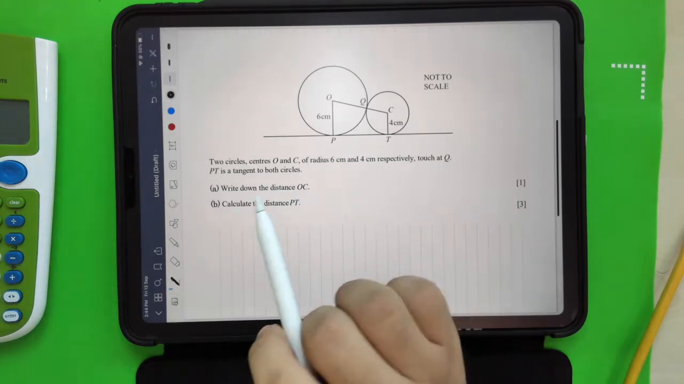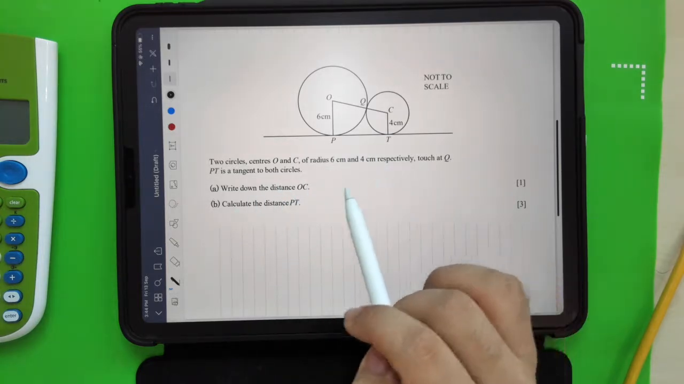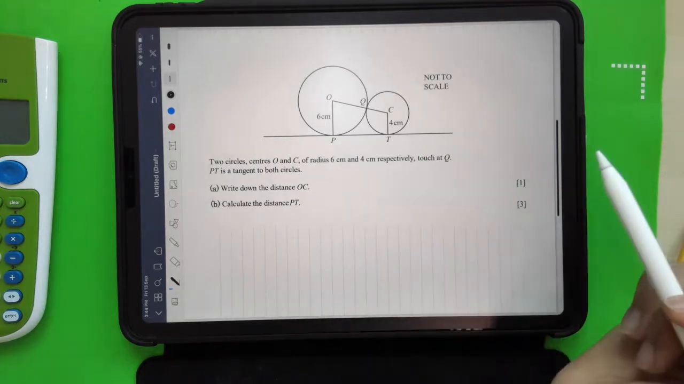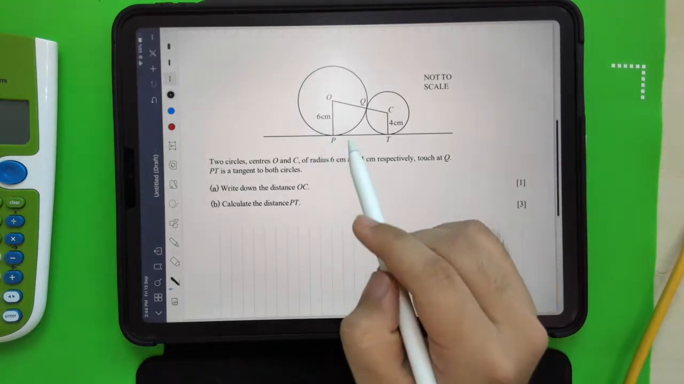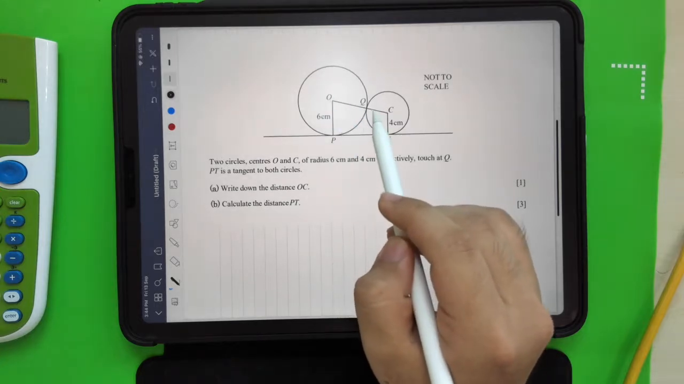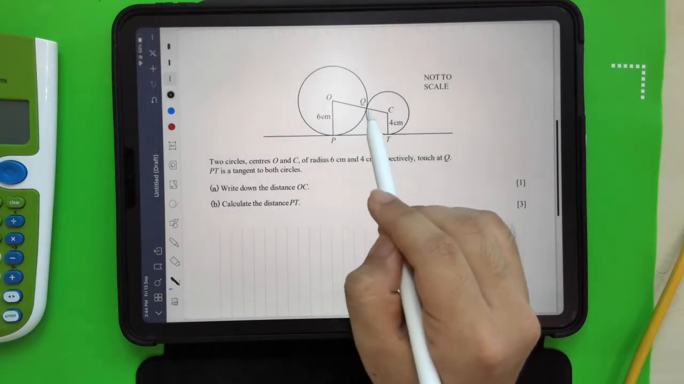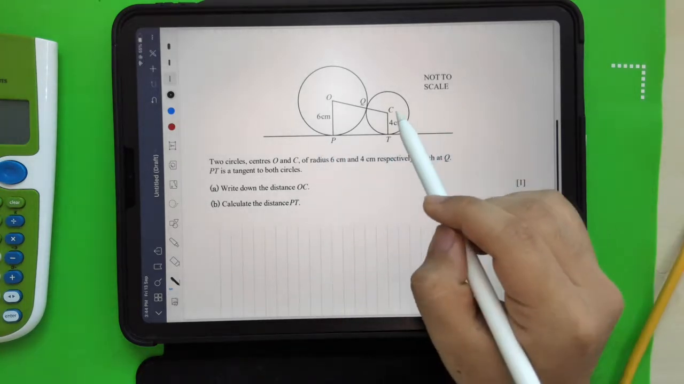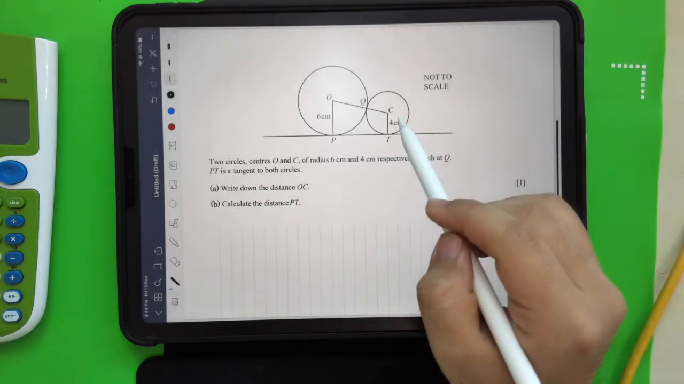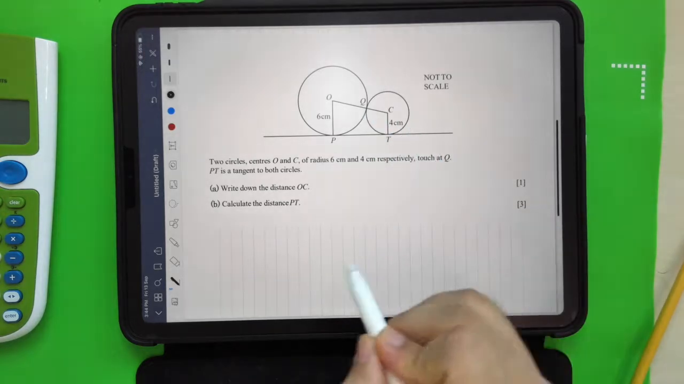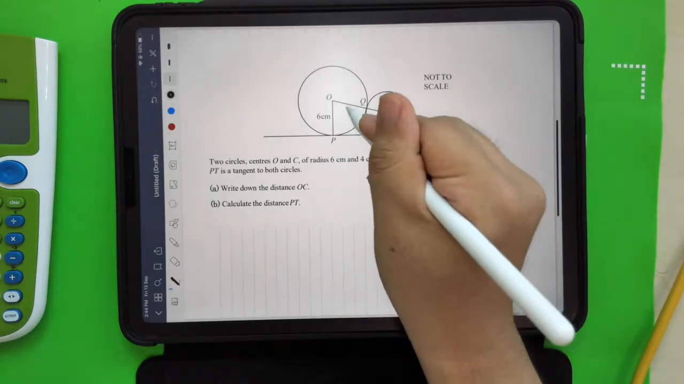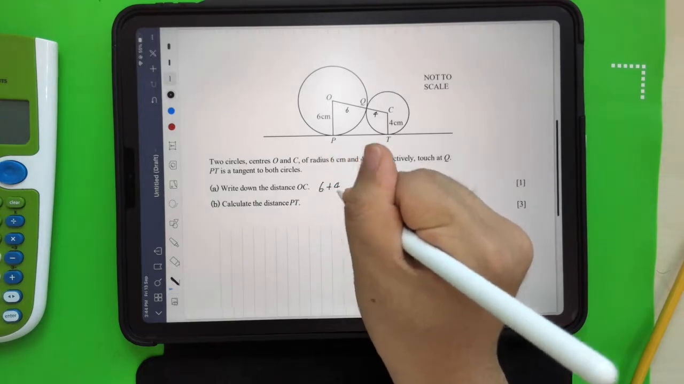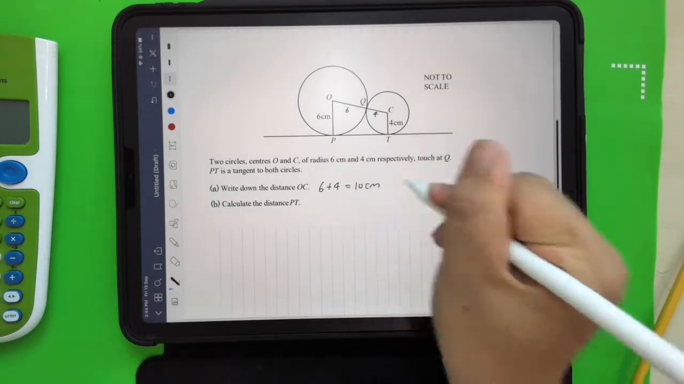At first glance, it may seem like, oh, how do I do this question? They don't have enough information. But upon closer inspection, you can actually see that the distance OQ is the same as distance OP, because they are both the radius of the bigger circle. Similarly, the distance from C to T is the same as the distance from C to Q. So based on that, we know that this is 6 cm and this is 4 cm. So that would be 6 plus 4 equals 10 centimeters.